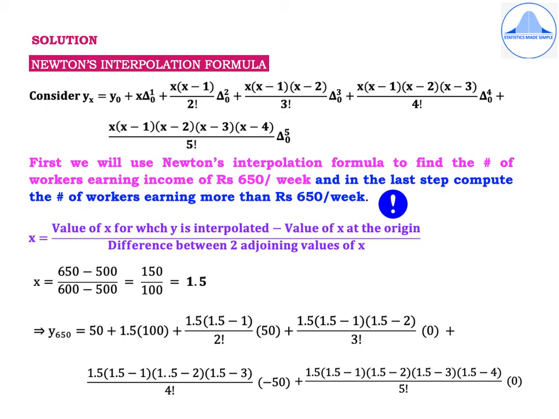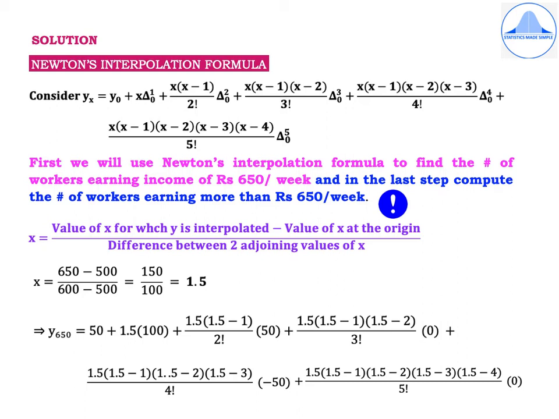Now write the formula for x, which is value of x for which y is interpolated minus value of x at the origin divided by the difference between two adjoining values of x, which gives us x equal to 650 minus 500 divided by 600 minus 500, which is equal to 150 by 100 equal to 1.5.